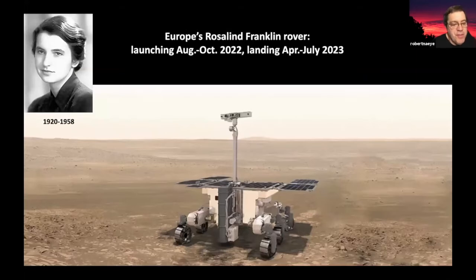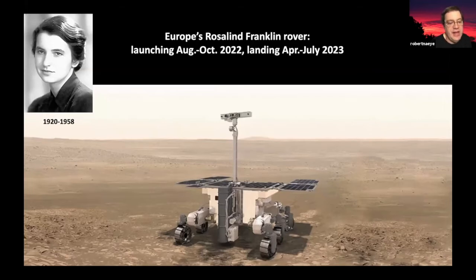Now, the European Space Agency is planning its own rover named Rosalind Franklin. She was the great British scientist whose X-ray imaging in the 1950s made possible Watson and Crick's discovery of DNA's double helix structure. So this rover was originally scheduled to launch earlier this year and arrive early next year, but the Europeans ran into technical problems and then COVID hit, so they had to postpone the launch until 2022.